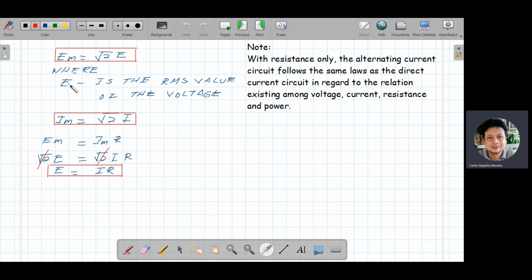So E maximum is equal to square root of 2 E. Yan yung mga formulang dapat tandaan, no? Where E is the RMS value of the voltage. I maximum is equal to square root of 2 I. Where E maximum is equal to I maximum times the resistance. So E maximum is square root of 2 E, I maximum is square root of 2 I. Cancel mo yung dalawang square root. Matitira E is equal to IR, or E has a formula of the current times the resistance. Simple Ohm's law. So note, with resistance only, the alternating current circuit follows the same law as the direct current circuit in regard to the relation existing among the voltage, current, resistance, and power.